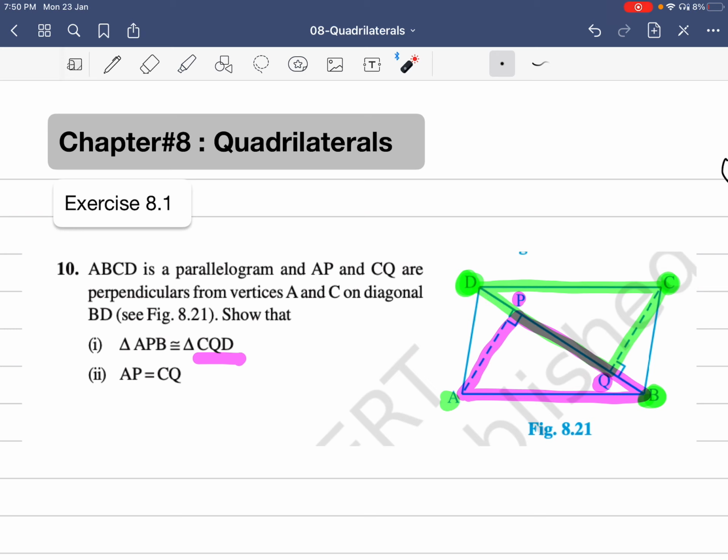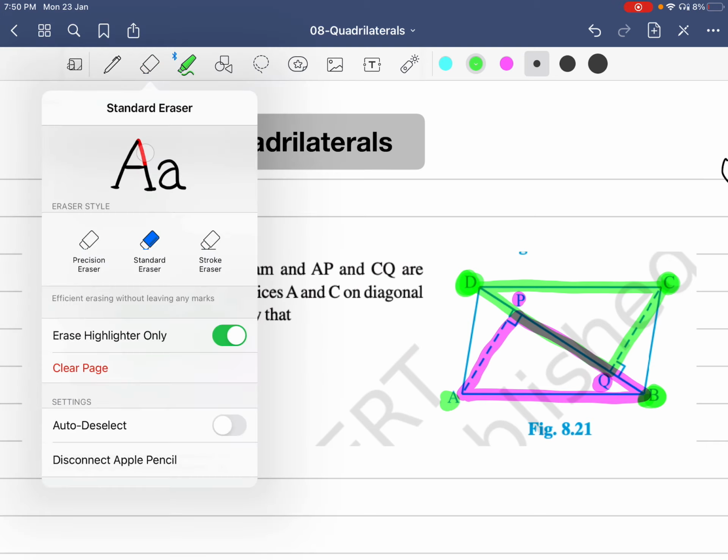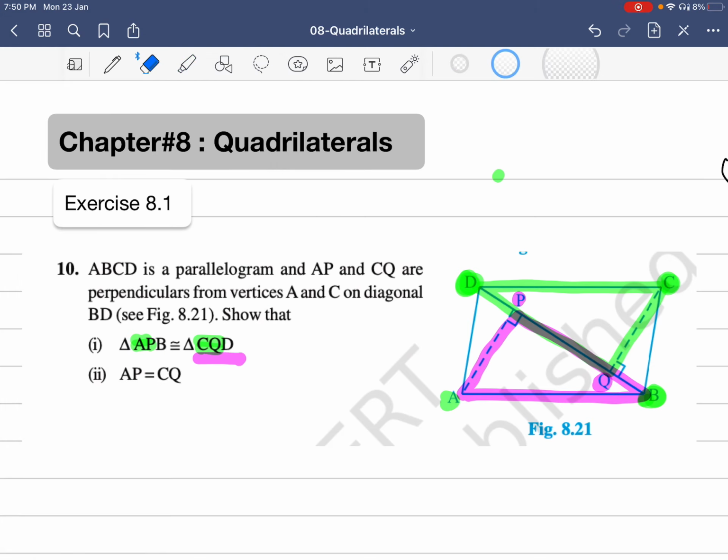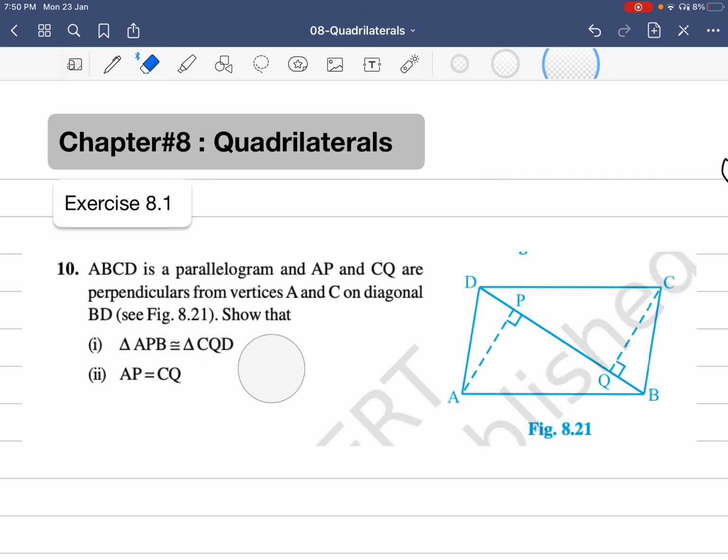The second thing that we will show is AP is equal to CQ. Now this will follow from point number 1. If we prove that this triangle is equal to this triangle, then as you can see AP is equal to CQ. Those will be the congruent sides from the one-to-one correspondence. So that will be an easy part to show. Okay, so let's first clear this. Okay, clear this also. So let's focus on the first part.